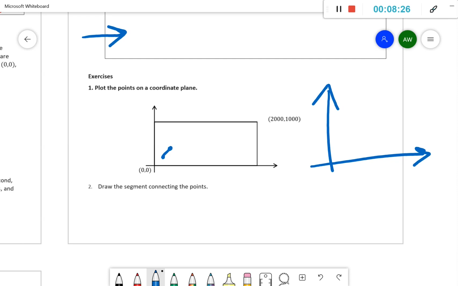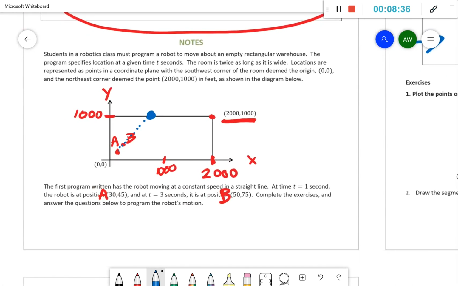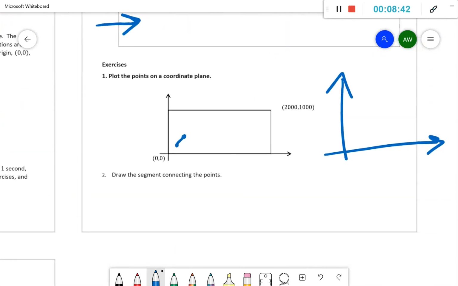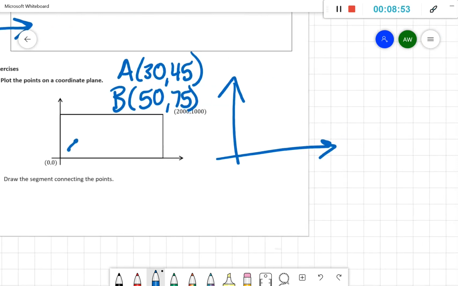So point A, we know, is going to be at a specific coordinate, and point B is also at a specific coordinate. Let's refer back to our original question here briefly. So we said point A is at 30, 45, and point B is at 50, 75. So we want to keep these 2 points in mind.